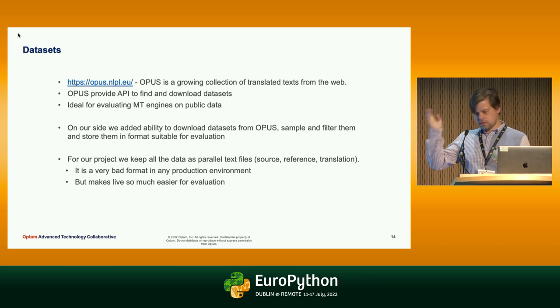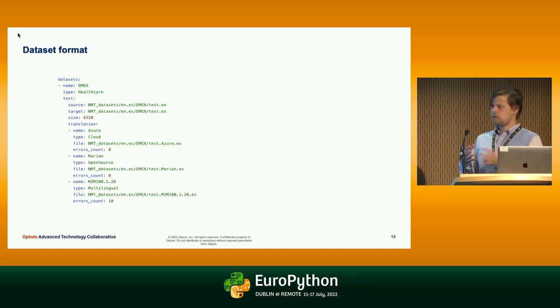Luckily, there's a resource for this already. People at OPUS created a public storage of most common translation datasets, and they have a very good API. So basically, you just say, I want this dataset and translation from English to Spanish. Then they give the dataset to you, and the datasets are very big. On our side, we support downloading this dataset, extracting, because they're usually millions of lines, extracting some test data from them randomly and so on. So in the end, we have our datasets with our source data, our reference target translation, and then we just add translation from different engines and compare them with each other.